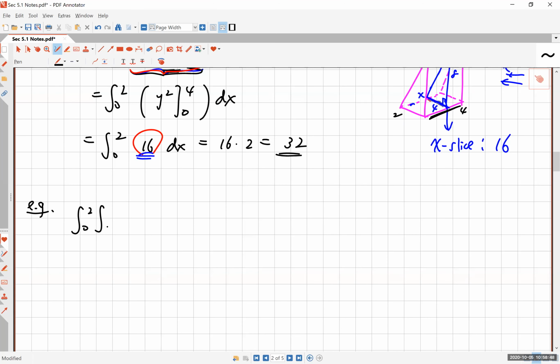All right, the next example: the integral from 0 to 2, and then 0 to 1 of 6xy dy dx. This time the function is very hard to draw. This is the integrand 6xy, and it goes this way and this way. It's going to be a surface, and it's going to be a smooth surface.